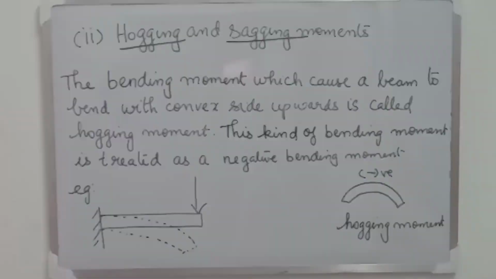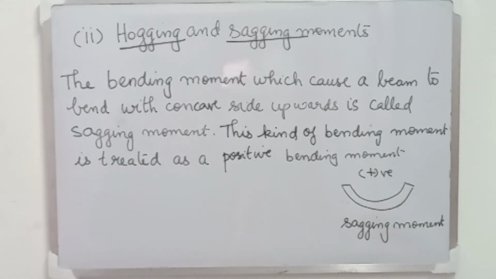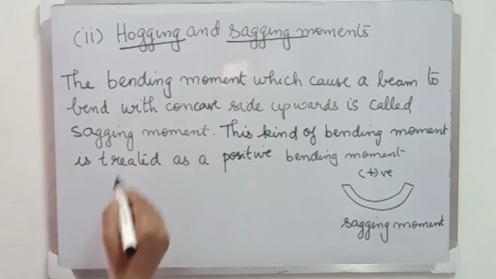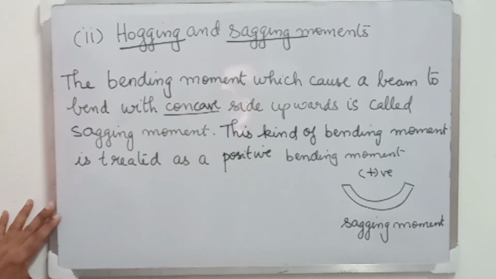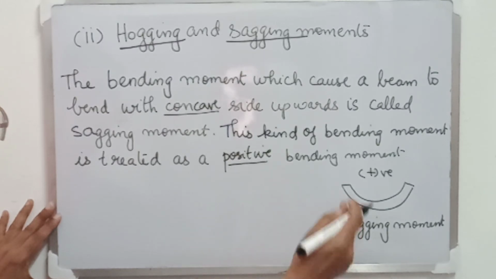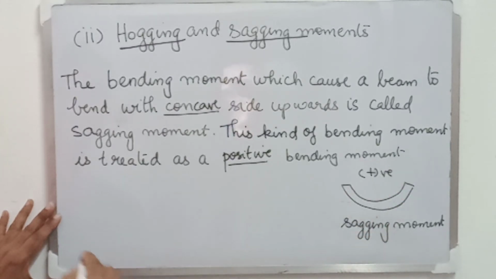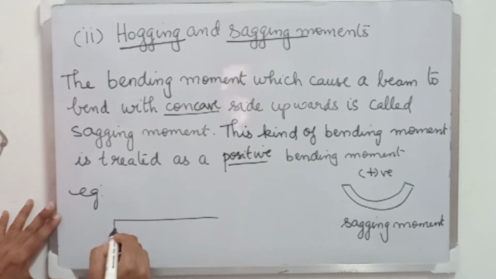So let's see the definition. The bending moment which causes a beam to bend with concave side upwards is called sagging moment. This kind of bending moment is treated as a positive bending moment. This figure shows the conventional representation of sagging moment. Let us now see an example of a sagging moment case.